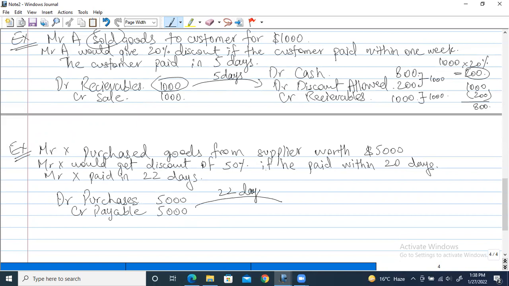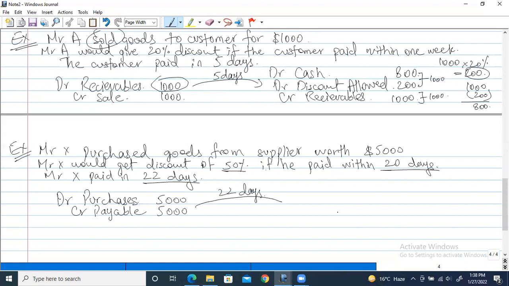You tell me that he was eligible for the discount of 50% if he paid within 20 days, right? Now, how much time did Mr. X actually take to pay? 22 days. So did he get the discount or was he not eligible for the discount? He was not, right? Because he was late. He pays in 22. Exactly. He paid 2 days late. So that means there was no discount involved over here.